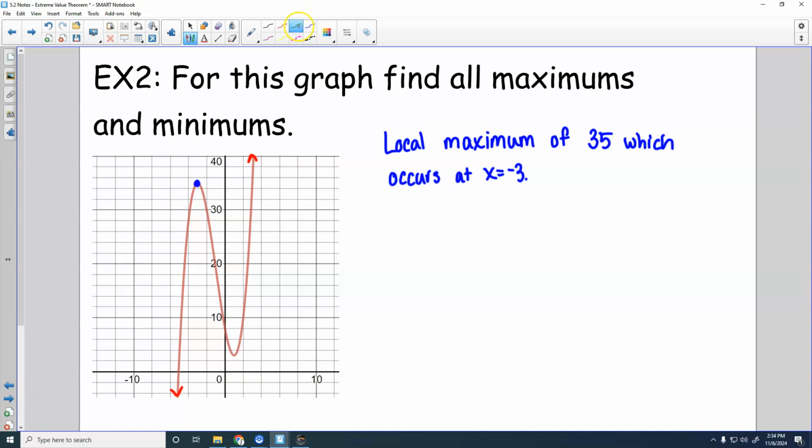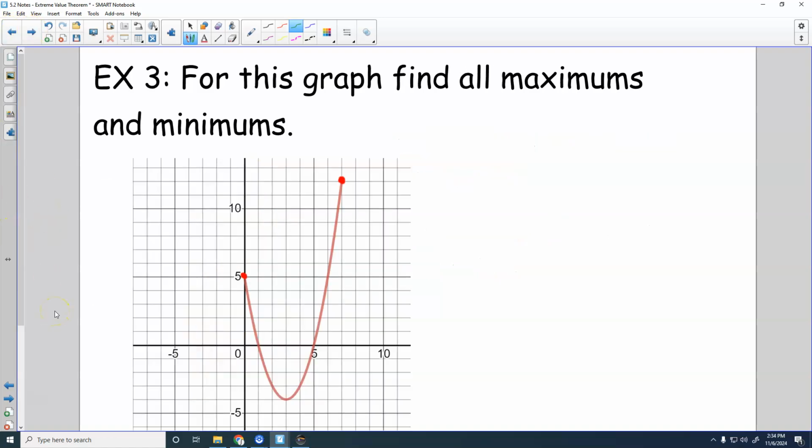Okay. I also have a local minimum. So I have a local minimum of, looks like that's probably 3, which occurs at x equals 1. Right. Okay, so the y value is your maximum or minimum, but you can tell where it occurs for the x. For that. Okay, here's a different graph.